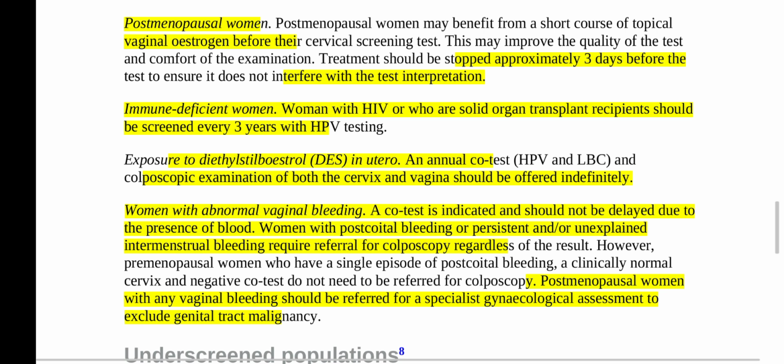Immune deficient women, with HIV or those who have undergone organ transplantation: the usual screening is every 5 years, but those women who are suffering from HIV or who are solid organ transplant recipients should be screened every 3 years with HPV testing.